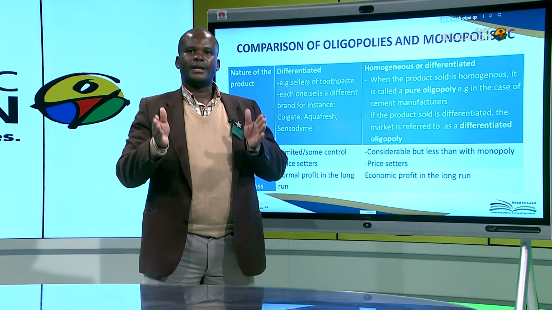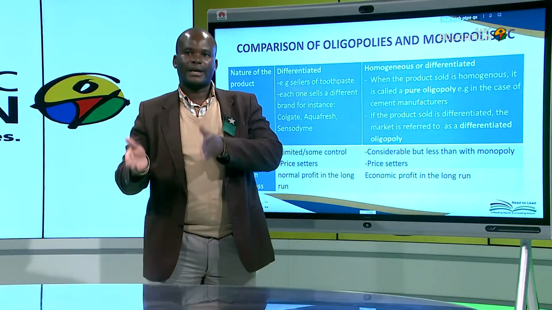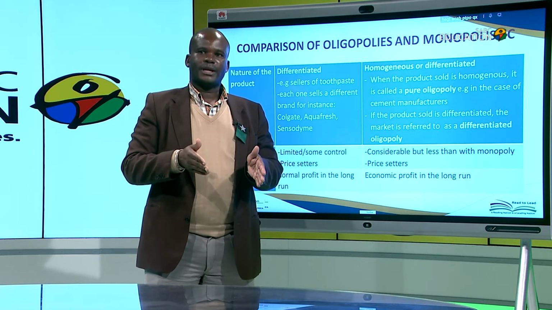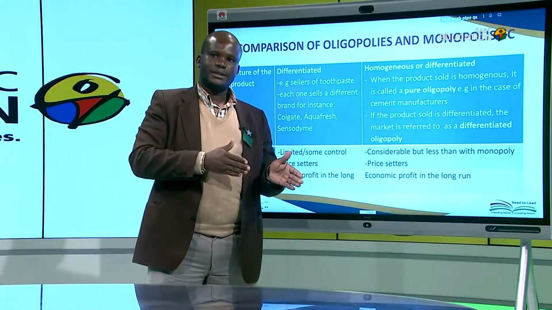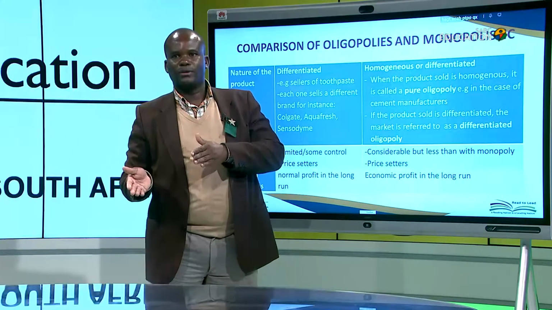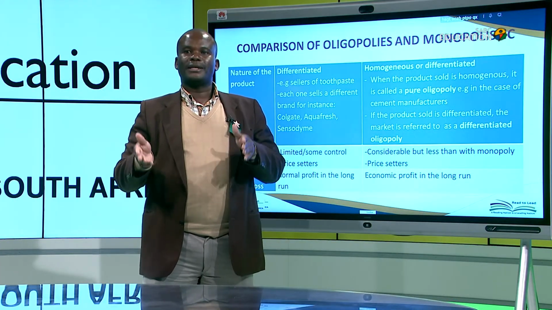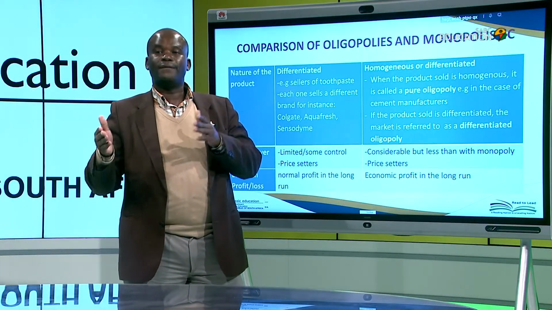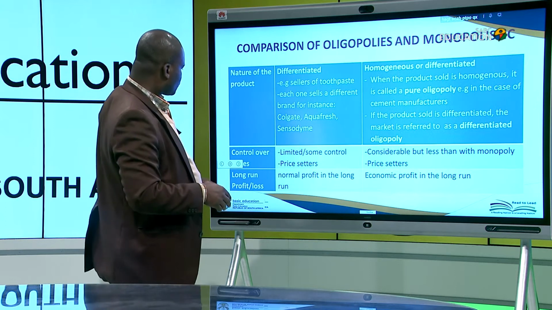So the nature of the market is determined by the nature of the product. In other words, whether it is a homogeneous oligopoly or a differentiated oligopoly depends on whether they are selling a homogeneous product or a differentiated product.